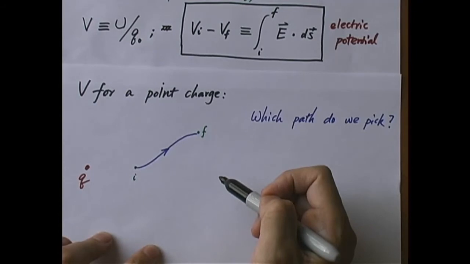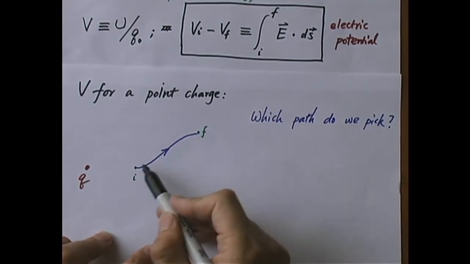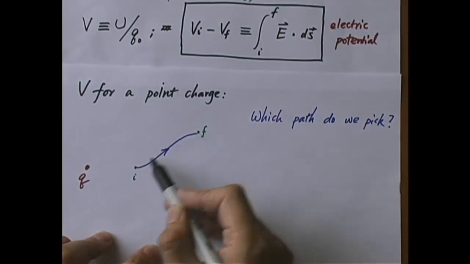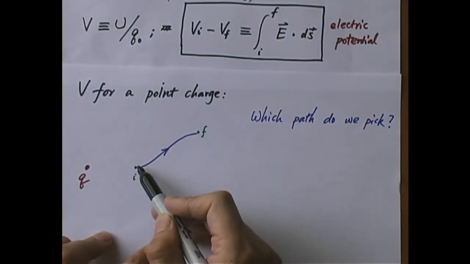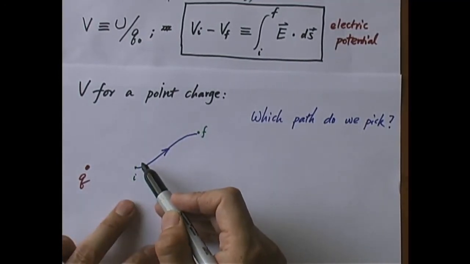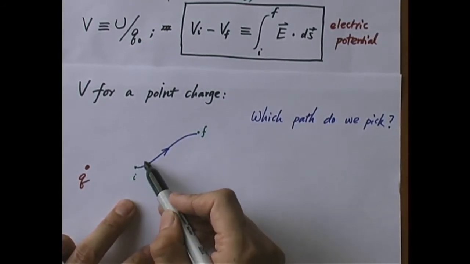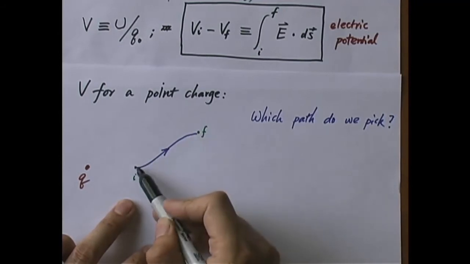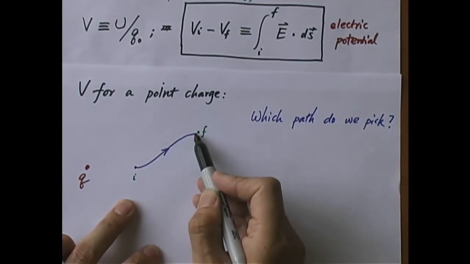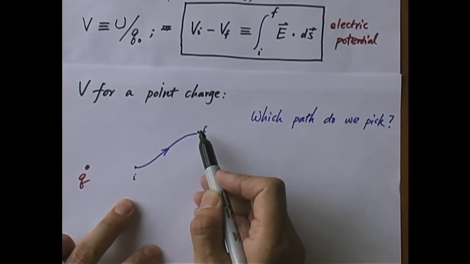Many of us would just think, well, if it's the simplest path, let me just join initial and final as a straight line, right? That may be the easiest to draw, but is it the easiest to calculate? Suppose I draw a straight line connecting initial and final. Then as I move along that straight line, does the electric field stay constant? Does it vary in magnitude and direction or not?